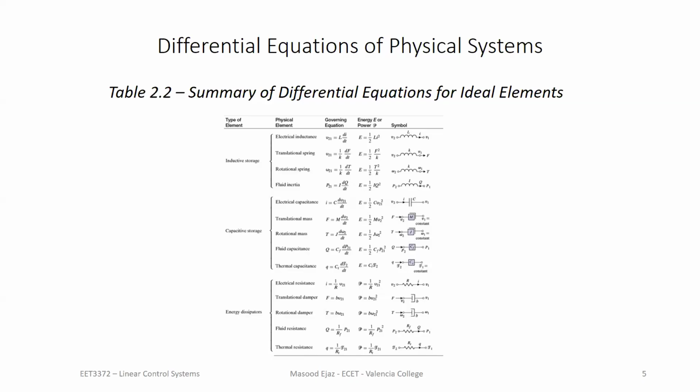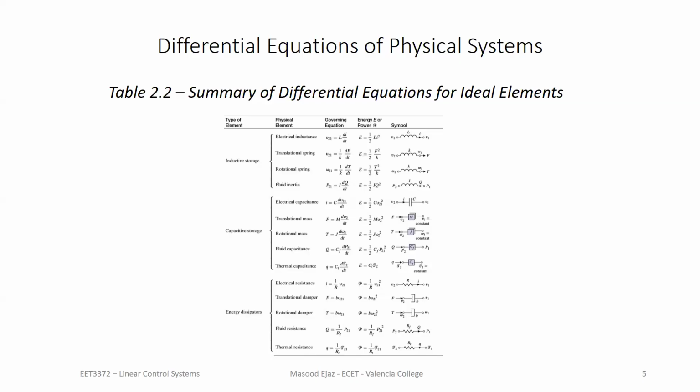So again, you can see the inductive elements: electrical inductance, translational spring, rotational spring, all of those are inductive storage. That is, they store energy in some sort of magnetic form, well, for electrical inductance, of course, it's magnetic. A spring is not really magnetic where it stores energy. But basically, they are showing you that the voltage, or the across variable, is the differential of your through variable for the inductive storage element. That's what they're trying to show you in this table.